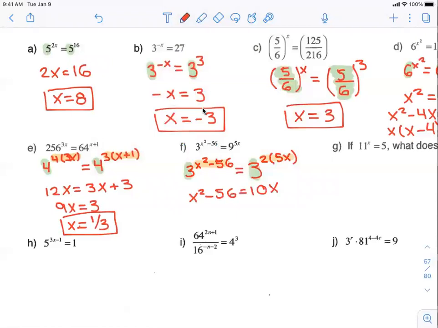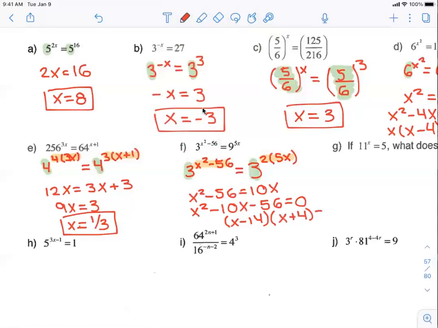It's a quadratic, so I solve by putting everything on one side. And then I'm going to go ahead and try to factor that. So two numbers that multiply to negative 56 and add to negative 10 are negative 14 and positive 4.